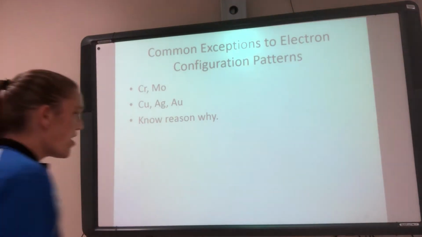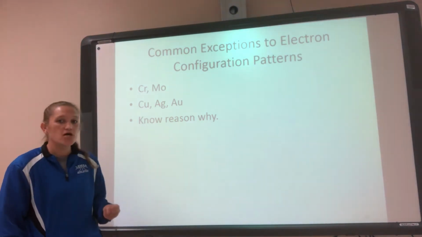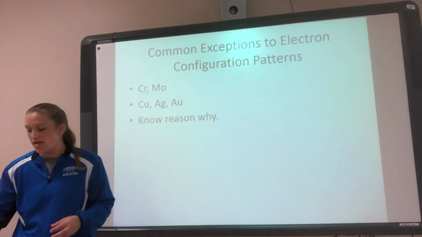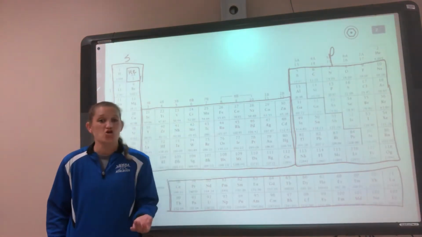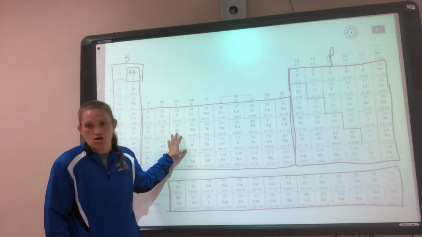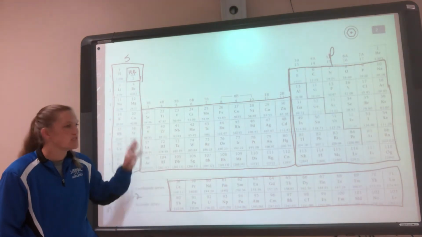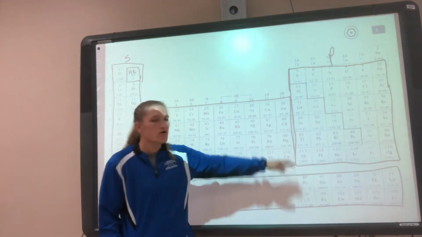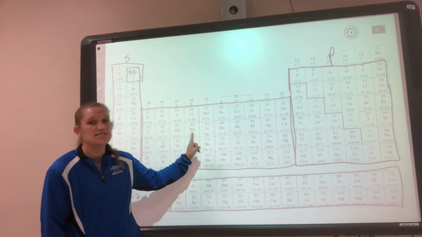So now we're going to talk about an exception. The exception to the rule only occurs if I'm talking about a D element. So if I'm in the D block, the exception might occur. Not every one of these occurs. So if you're running the electron configuration for an S orbital, this doesn't matter. If you're a P orbital, this doesn't matter. F orbital, it doesn't matter. It only happens if it's in the D block.